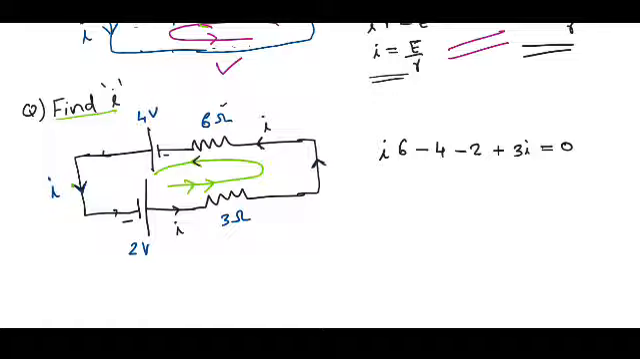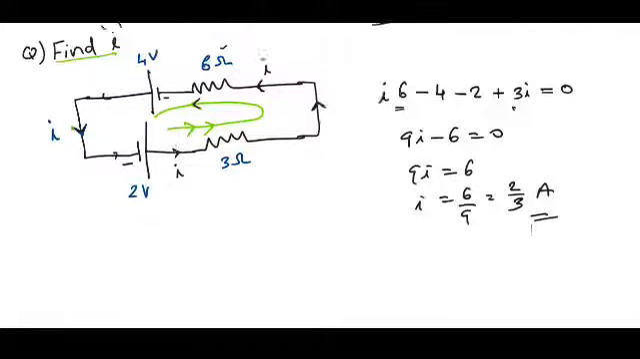Actually, here we are applying Kirchhoff's voltage law. Then here 6I plus 3I is equal to 9I, minus 6 is equal to 0. 9I is equal to 6. I is equal to 6 by 9. This is 2 by 3 ampere.